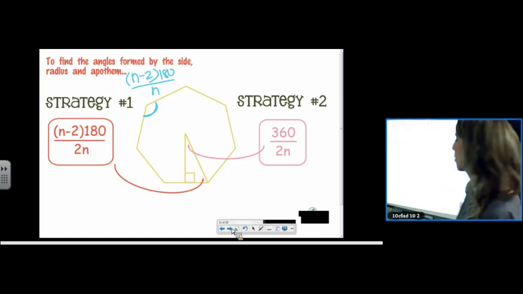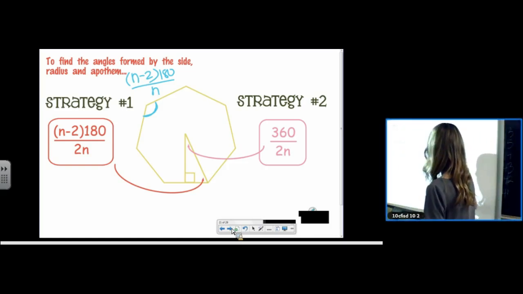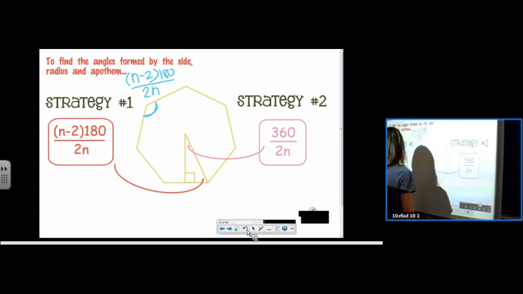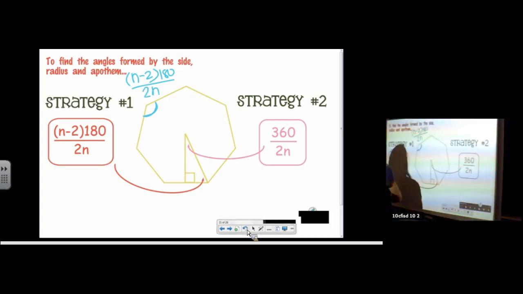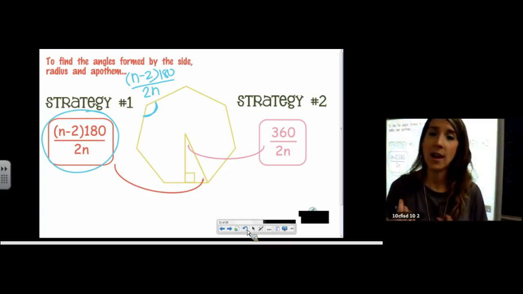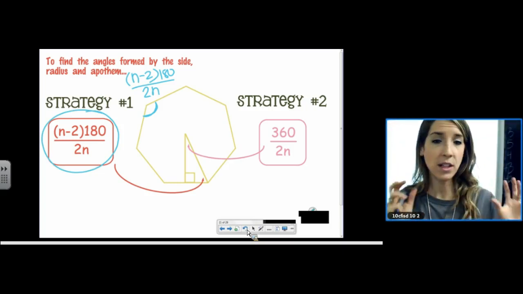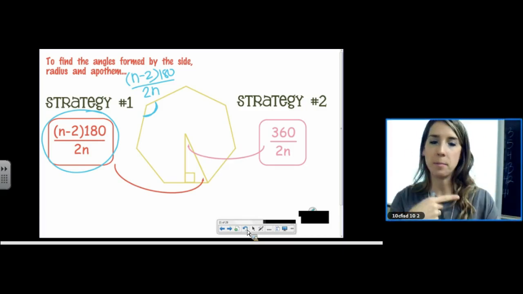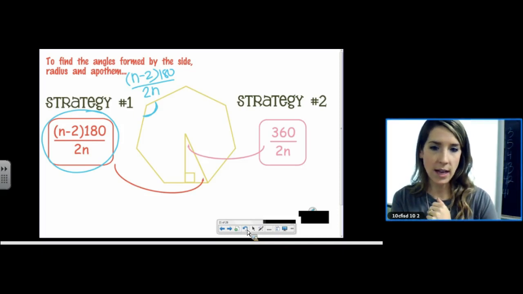But notice, in this triangle, we don't want the whole angle. So that's why you need to cut it in half, divide it by 2n. So that's a strategy. I don't personally ever use that strategy. I think that one's a little bit harder to memorize. But if you remember that formula from the previous unit, then go ahead and use that strategy.